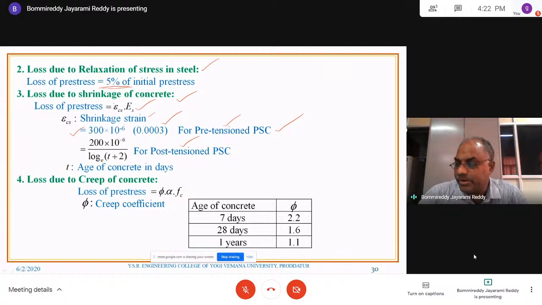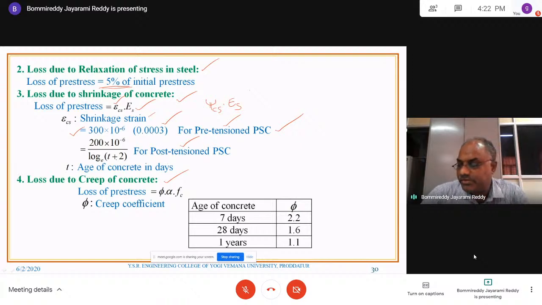Once you know the numerical value of the strain, by multiplying by the modulus of elasticity, that will be the loss. No computation is required. In the question, if the shrinkage strain and also the modulus of elasticity are given, it is only a multiplication. Normally the symbol is psi CS multiplied by ES. You can use either small e or psi, both are one and the same. Then loss due to creep of concrete.